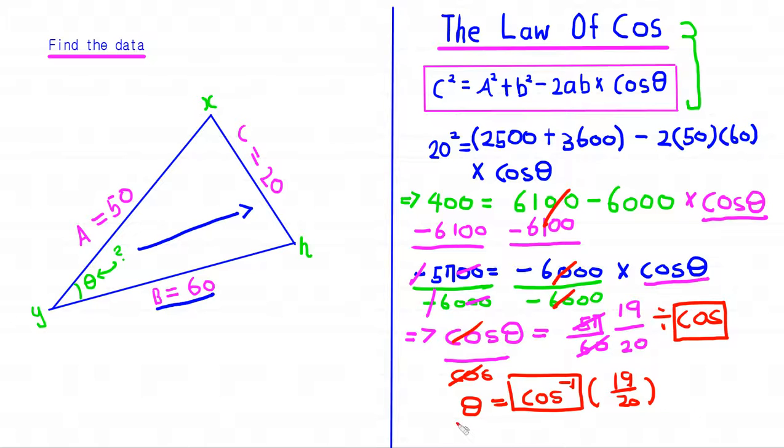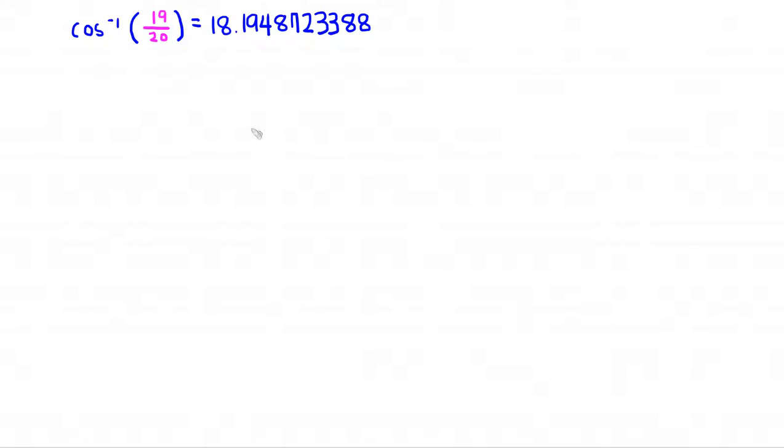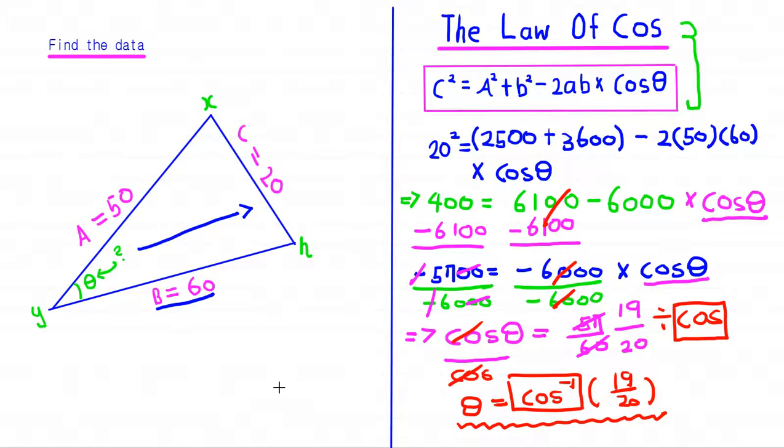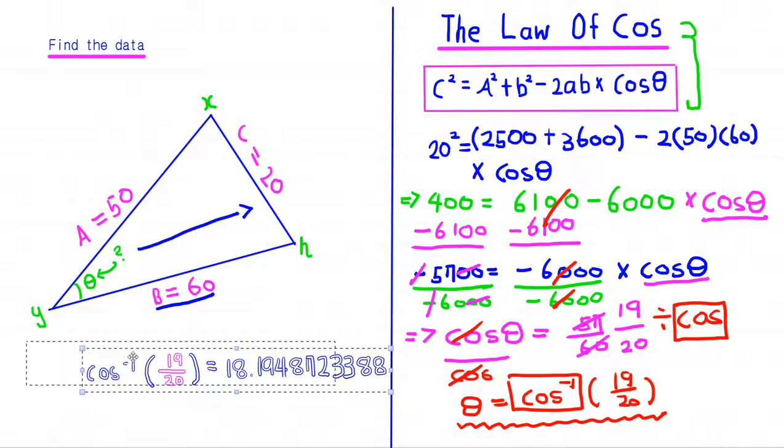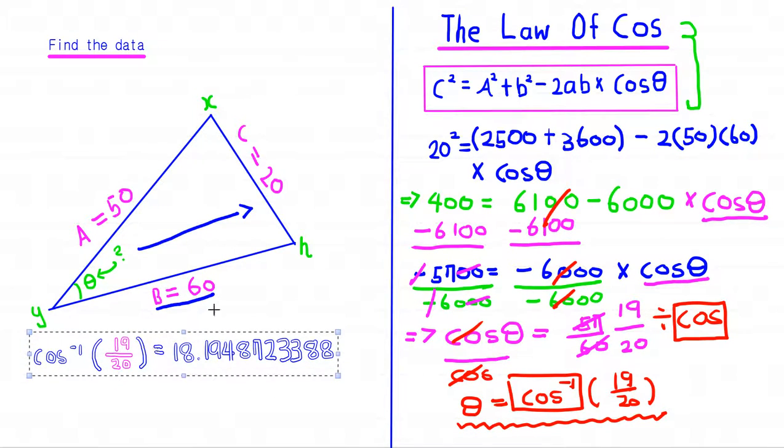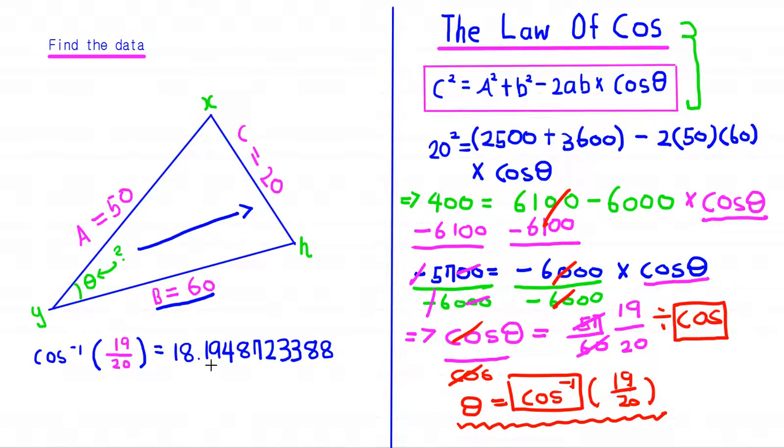I already calculated this expression right over here, and it is approximately this number. Cosine inverse of 19 over 20 is equal to 18.19 and on and on. If you put these numbers in the calculator, you need to watch out and check that your calculator is in degree mode. It should be in degree mode in order to calculate this.